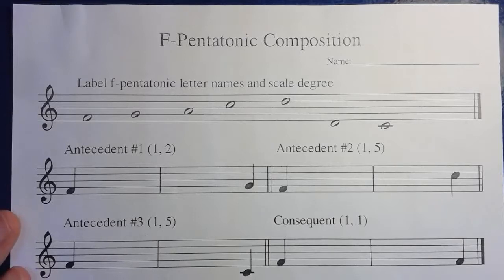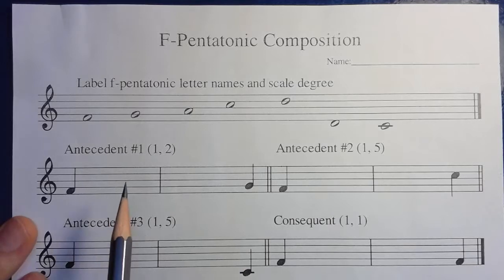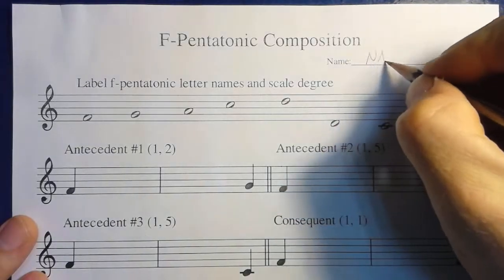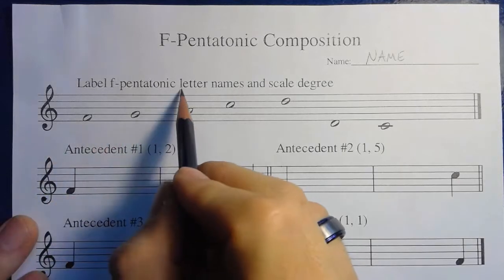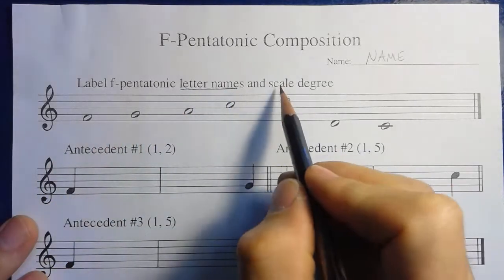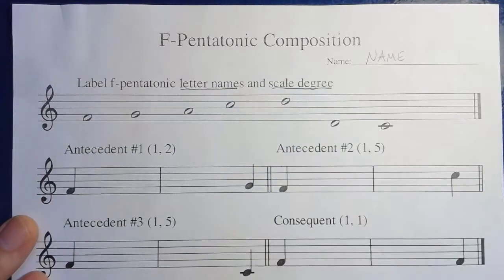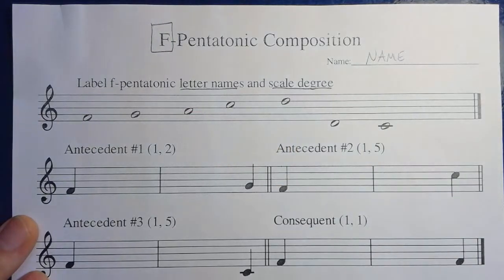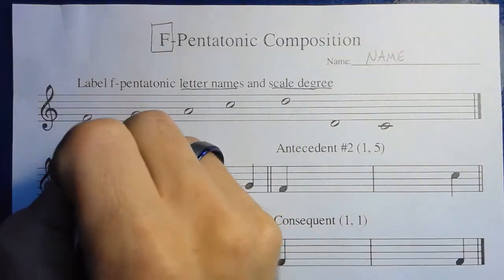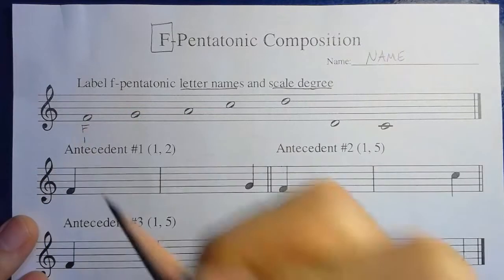This is the planning worksheet for creating an F pentatonic composition with an antecedent and consequent phrase. Make sure you put your name on paper first thing. Let's go ahead and label the letter names and also the scale degree. Since we are in F pentatonic, F is going to be our number 1. Here's F, and that is number 1.